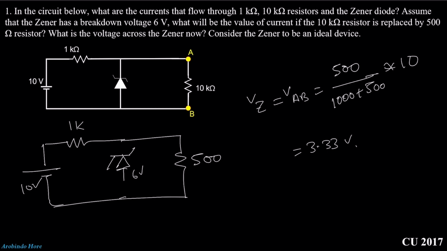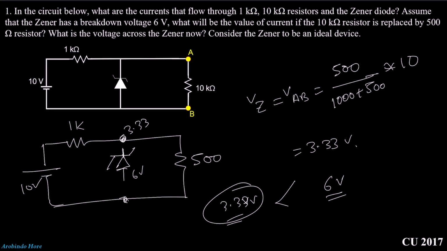You can see here the voltage applied across the Zener diode is 3.33 volt, right? But the voltage required to turn on the Zener diode is around 6 volt. That means the voltage across the Zener diode is less than the voltage required to turn on the Zener diode. What will it imply?